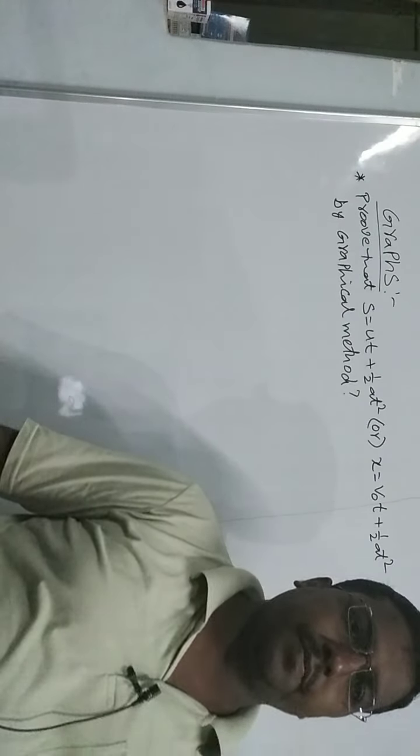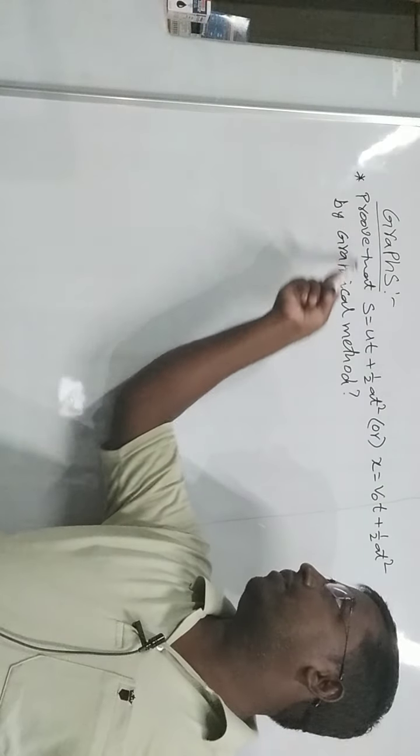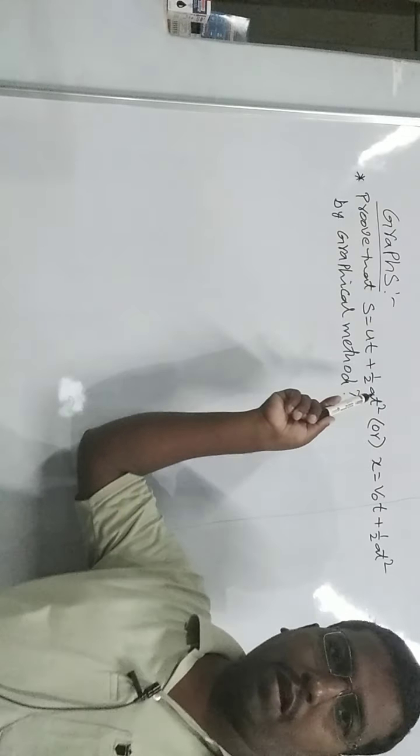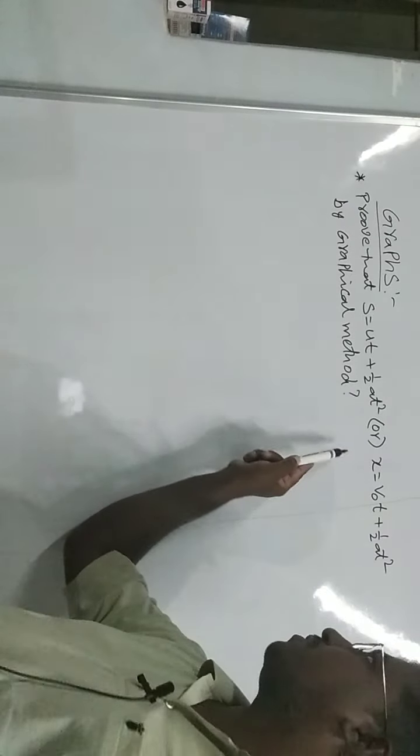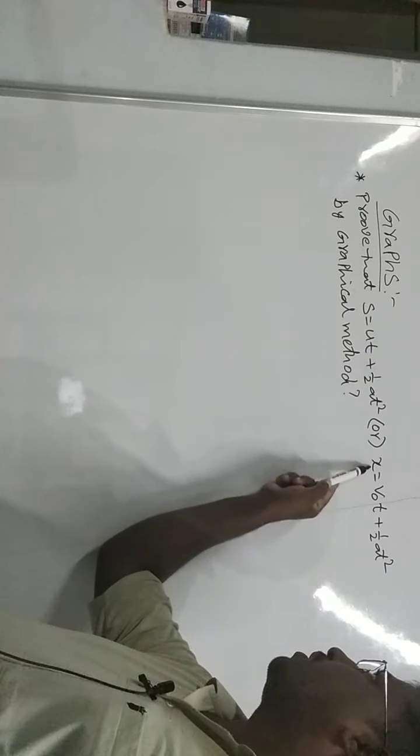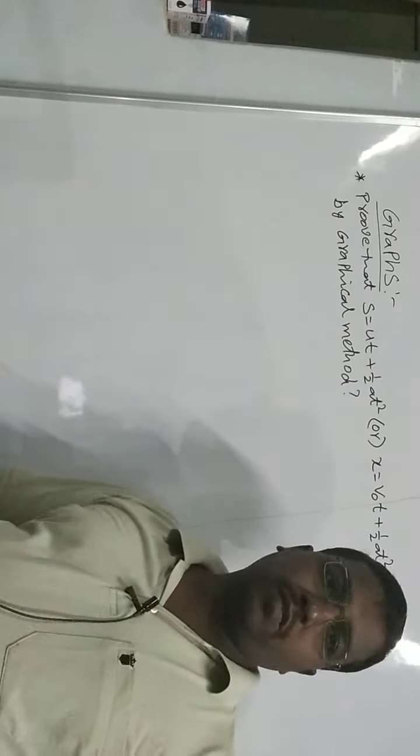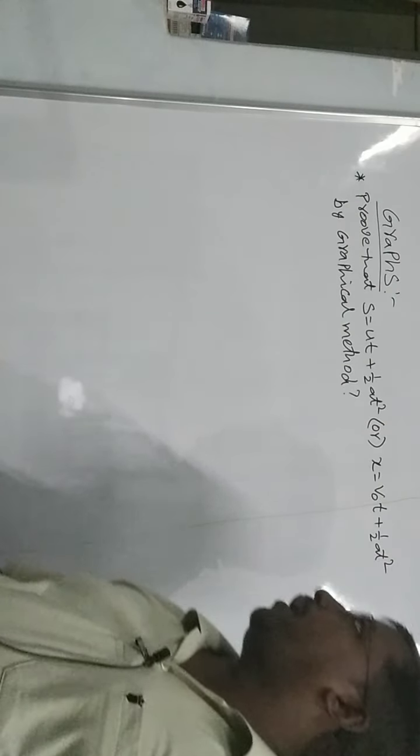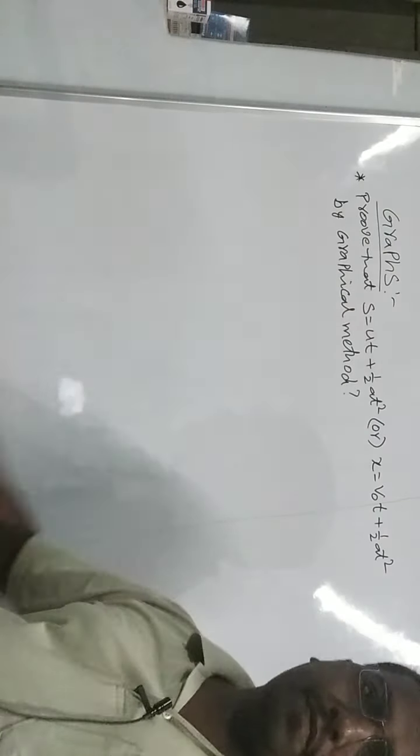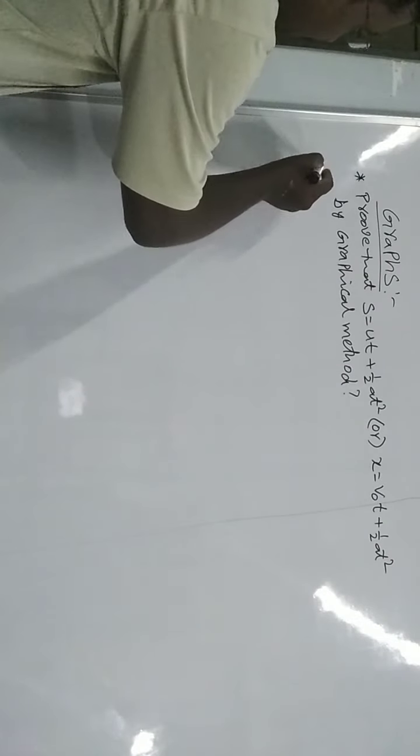Okay, students, the question is: prove that s equal to ut plus half at square, which can also be represented as x equal to v naught t plus half at square. Here x represents s, the distance or displacement, and v naught represents u, the initial velocity. This equation of motion is proved by the graphical method. So, proof.